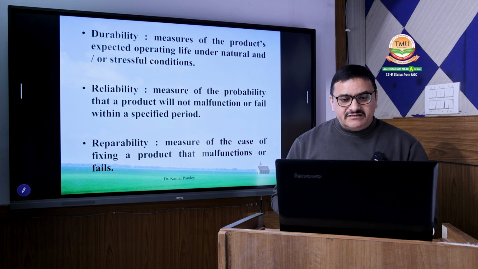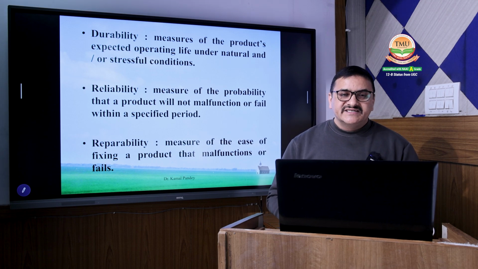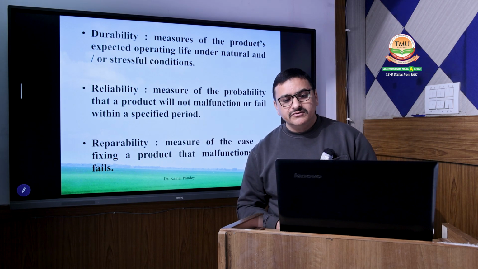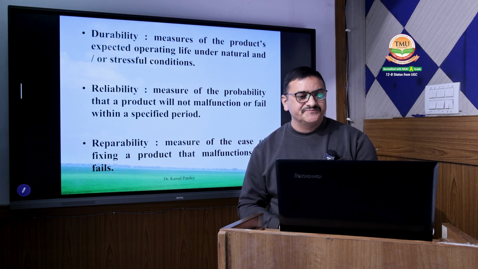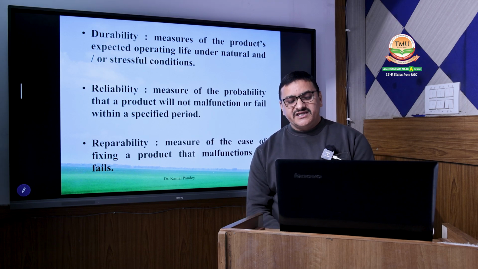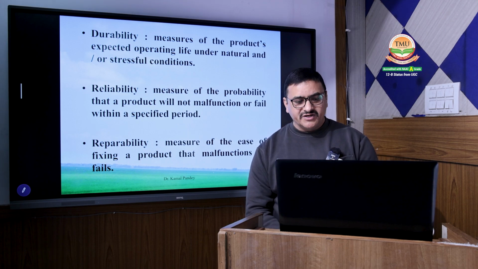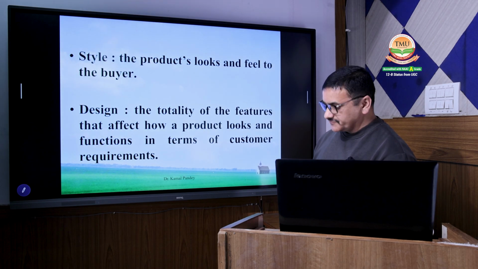Then we have design, which is a very important aspect of the product. Design means the totality of the features that affects how a product looks and functions in terms of customers' requirements. Now, keeping in mind all these things, the various layers of the product, product differentiation, and product features, we will move on to product classification.